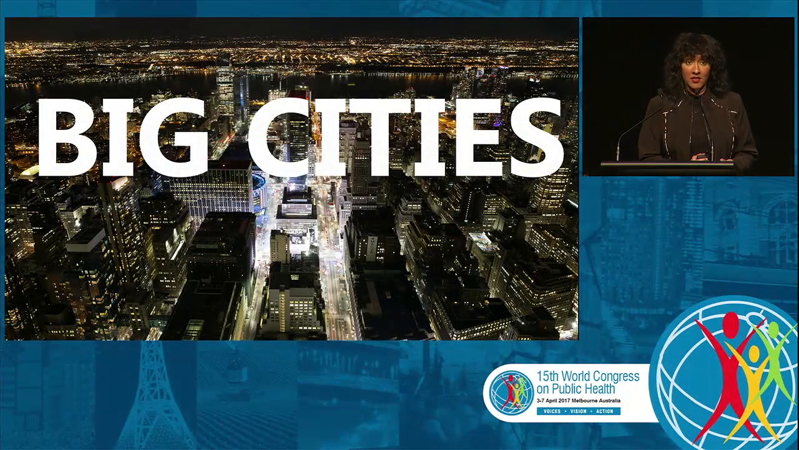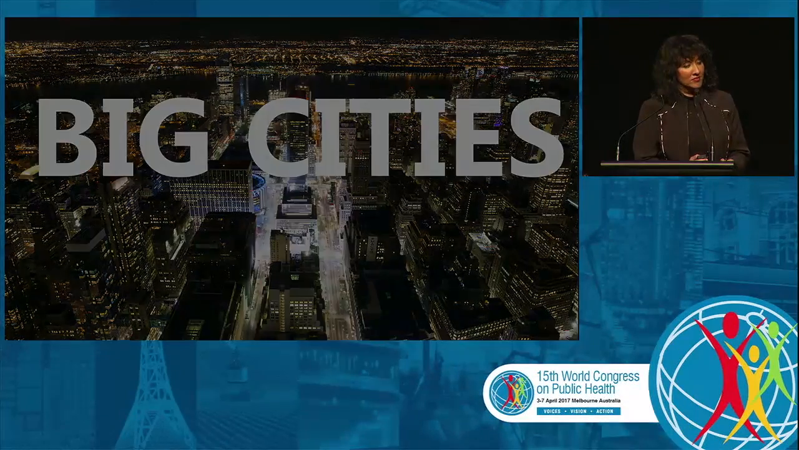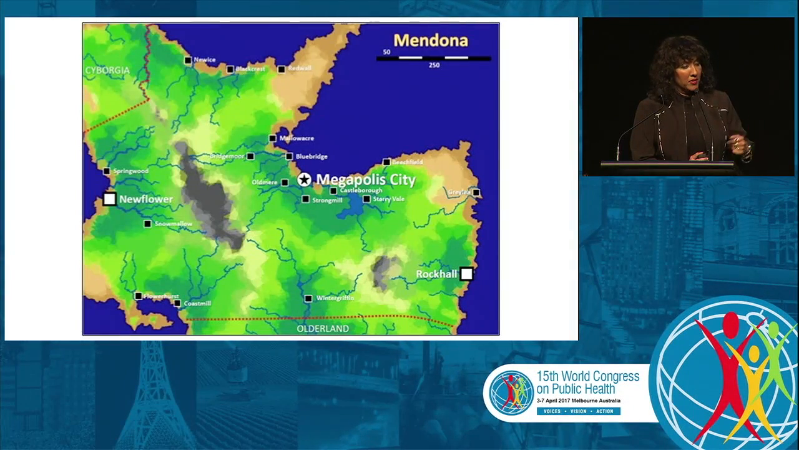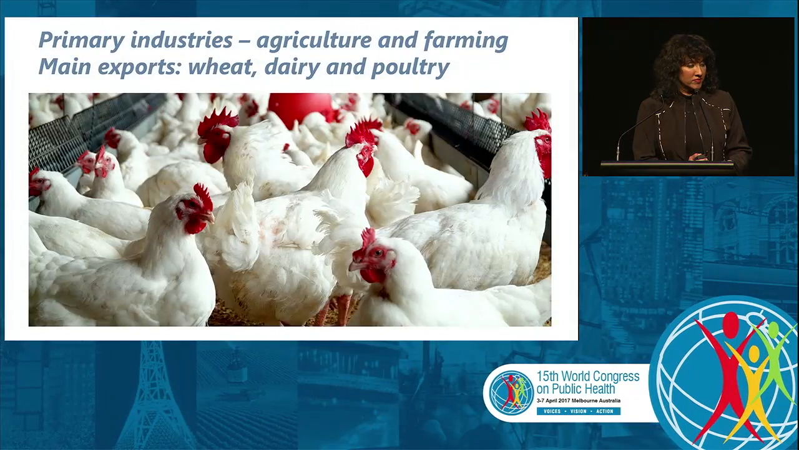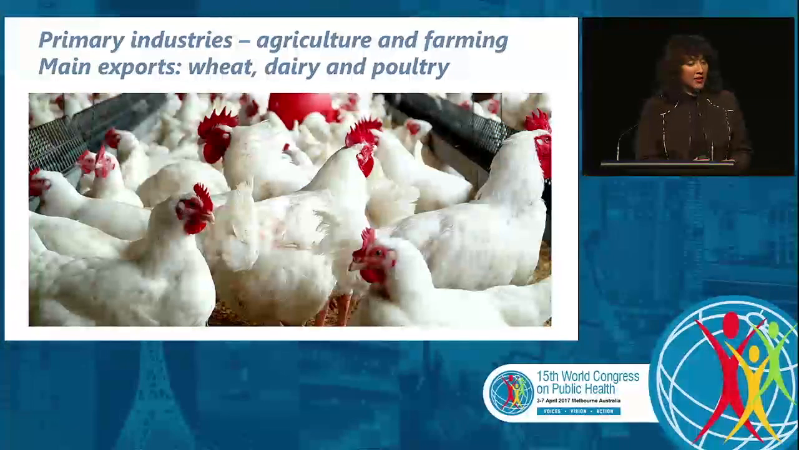There are very big cities in Mendona. Here's a map which shows it's got both land and sea borders and two bordering countries, Cyborgia and Olderland. The primary industries are agriculture and farming, and the main exports are wheat, dairy, and poultry.